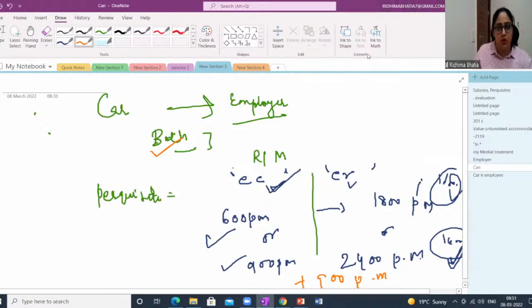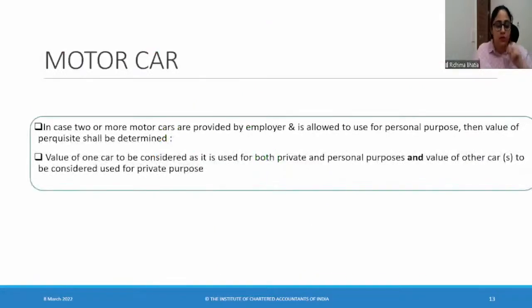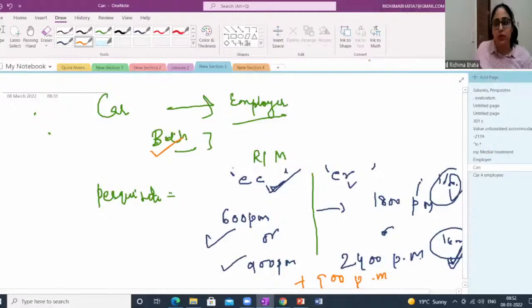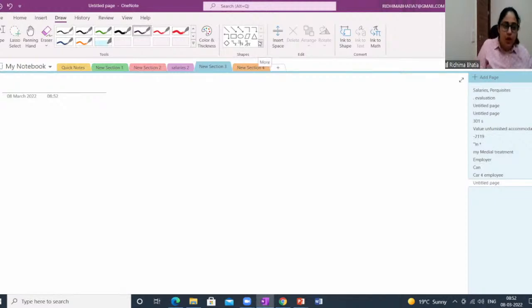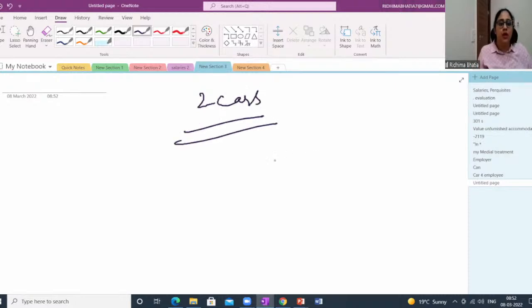Good. Now, एक चीज remember, very typical this question can come: ma'am, if more than one car is provided, then what will happen? If two cars are provided, okay, then what will happen?